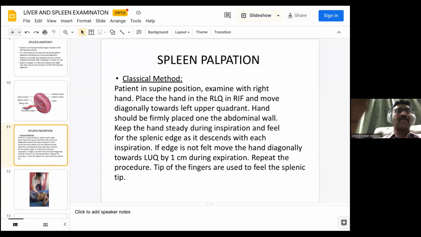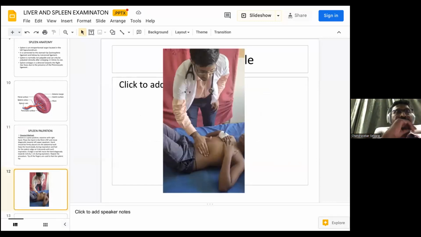Suppose the edge is not felt, we can move the hand diagonally from the right iliac fossa to the left hypochondrium by 1 centimeter during expiration. Suppose you hit some splenic structure or resistance is felt, the tips of the fingers can be used to feel the splenic tip. In this picture, this gentleman started from the right iliac fossa. The hand is kept firmly, the entire surface, not poking. The entire surface is kept over the abdomen, and we should start feeling.